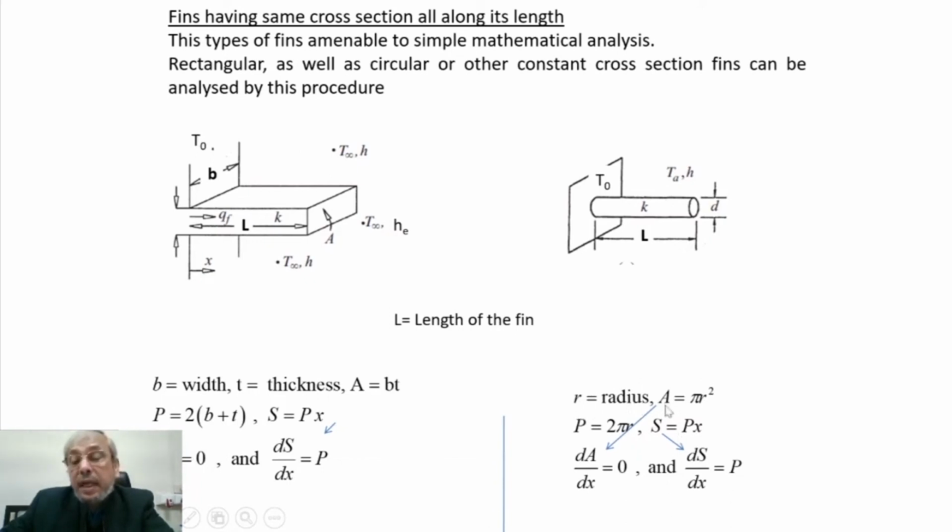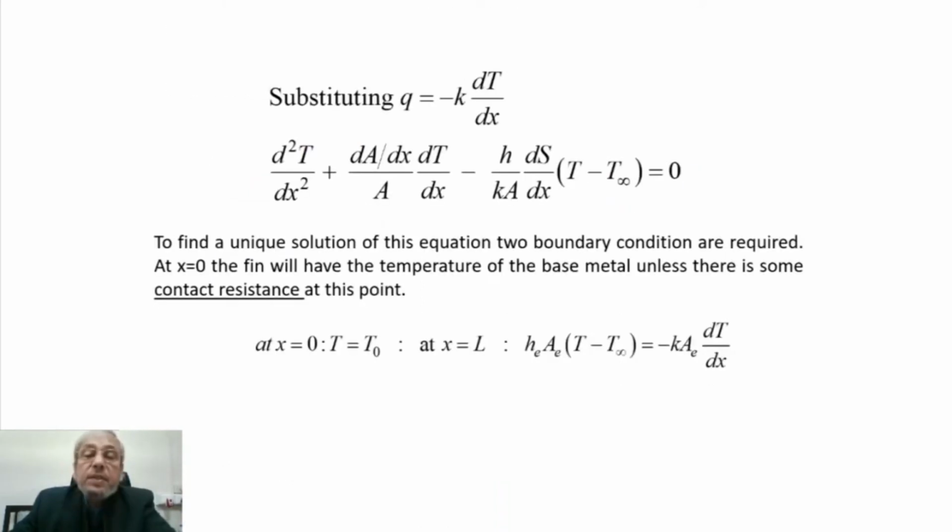Similarly, if r is the radius, area is pi r square, and that area will not change, so dA/dx is 0, and perimeter is twice pi r, and surface area is P into x, so that dS/dx is equal to P, and this P also doesn't change. So this gives some sort of easy situation for solving this problem.